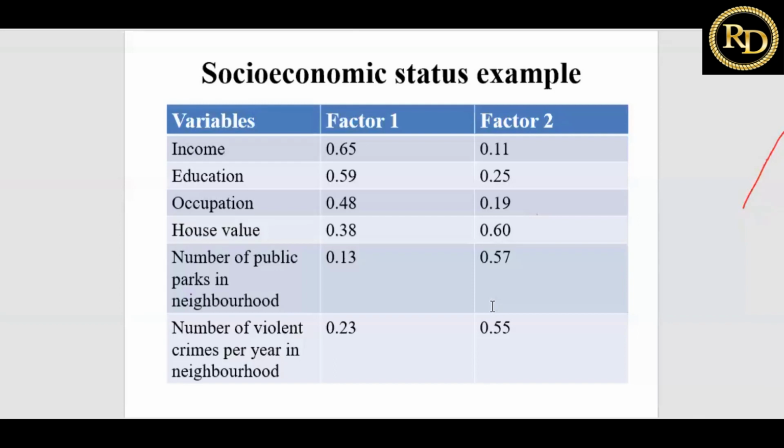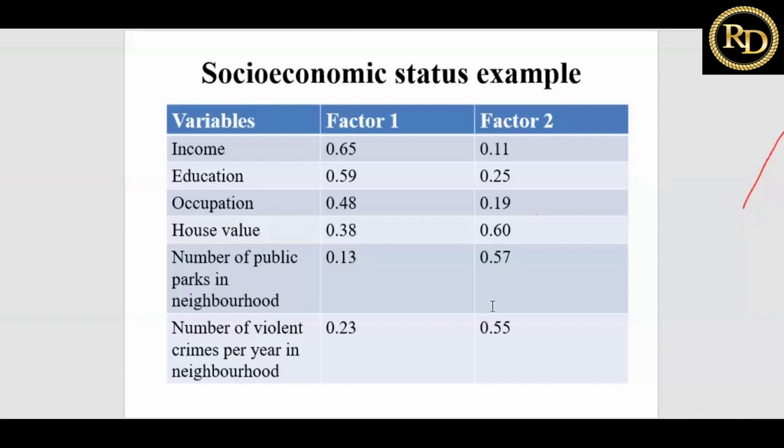If you will see, we are asking about income, education, and occupation on one side, and on the other side, for factor 2, you will be asking based on the number of public parks, house value, and number of violent crimes per year. So you need to give names to these two factors. As you are the researchers, you need to give the names to these factors, which will tell what is basically the requirement.